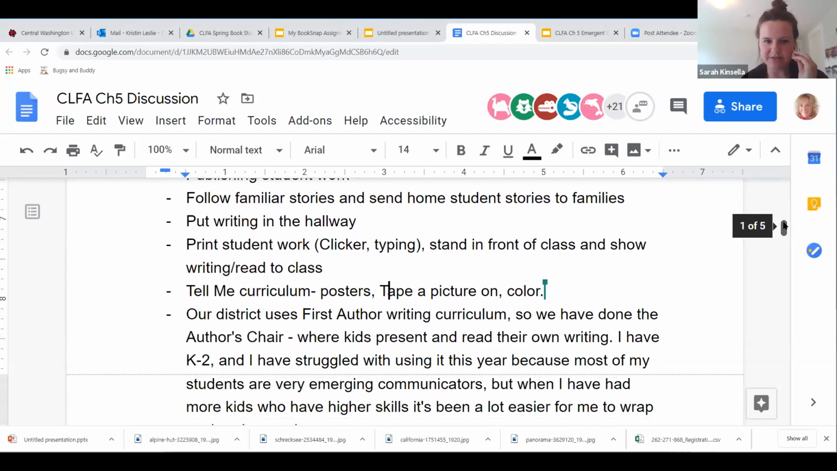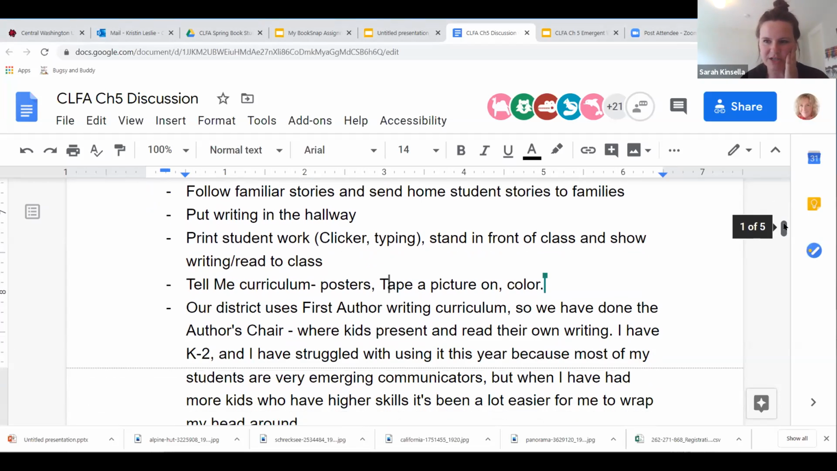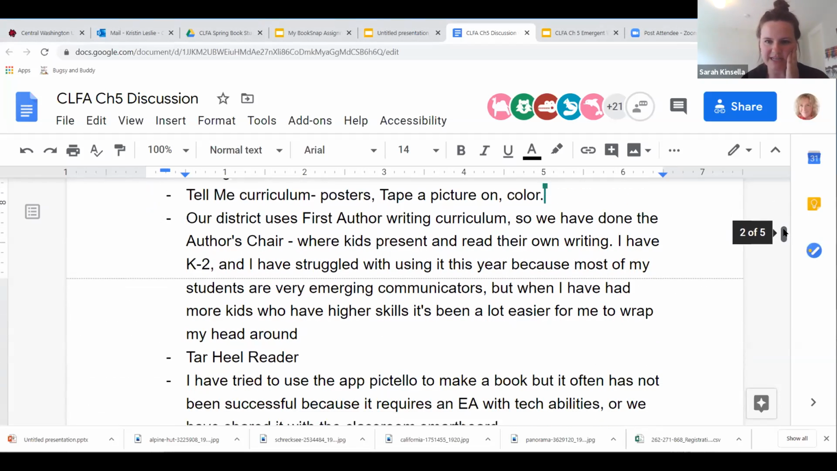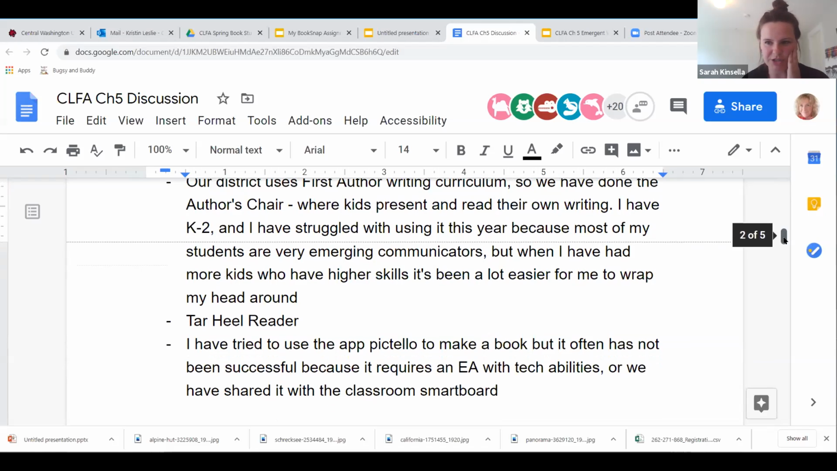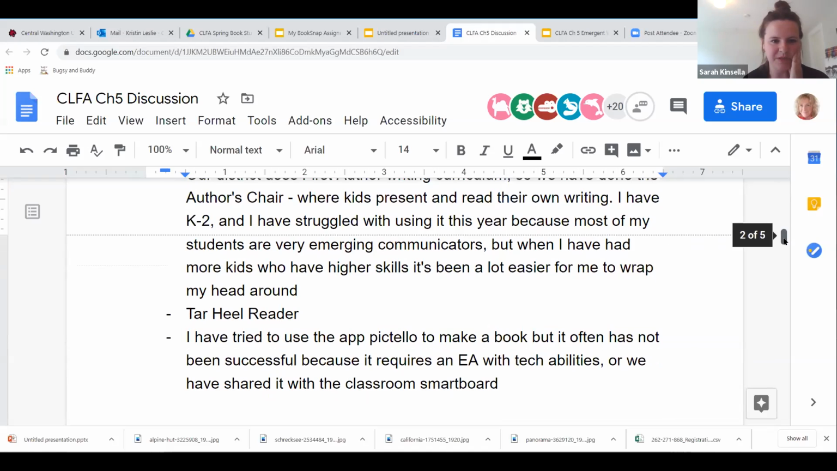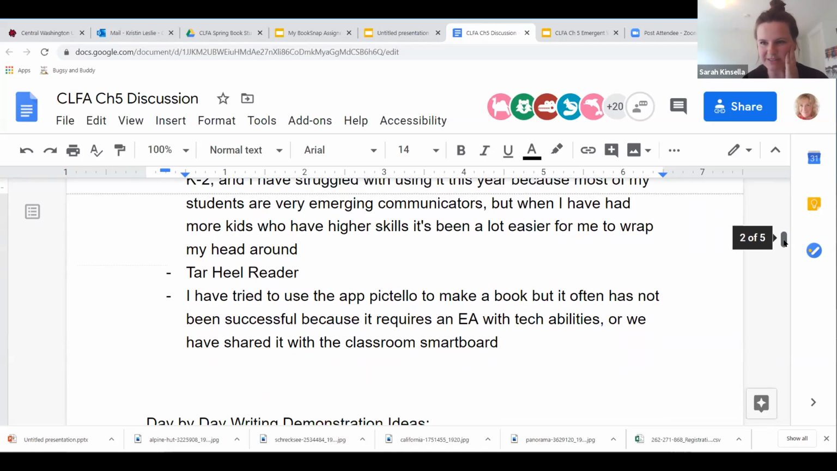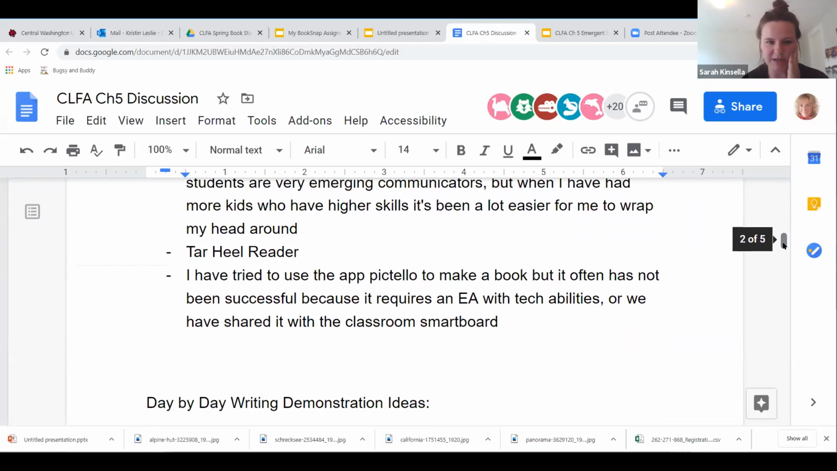We had a conversation about the First Author writing curriculum, because that's used in a classroom, and just noting that it was great for kids when they had a little bit more communication. It was harder for kids that had more physical challenges, I think is what we were talking about, and more emergent communicators. Using Tar Heel Reader to publish books that you can either make public or keep just for your class. And Pictello.